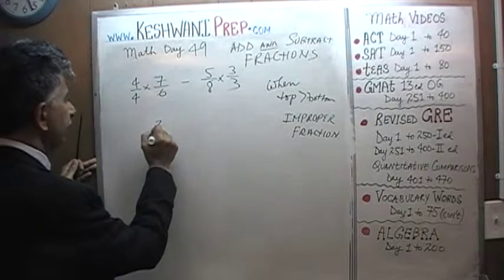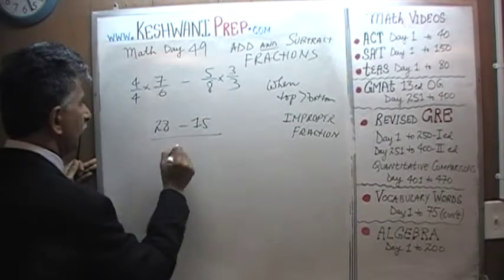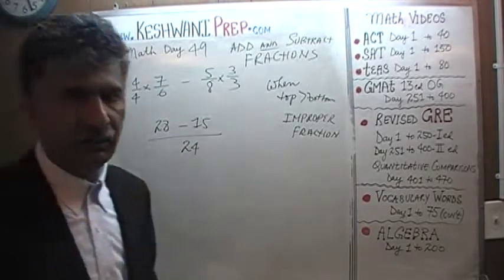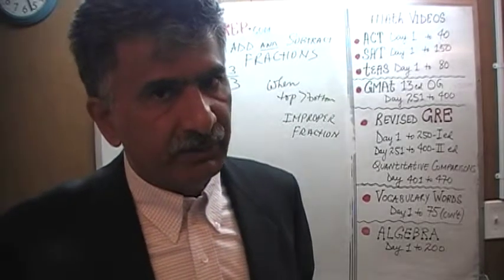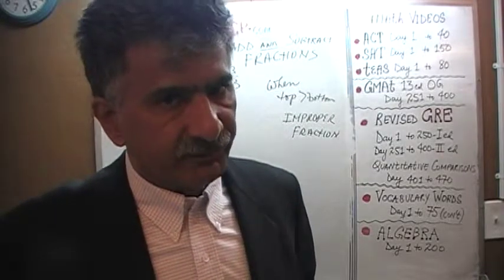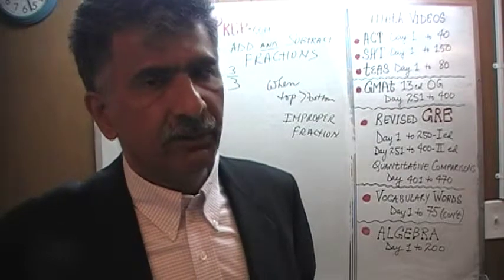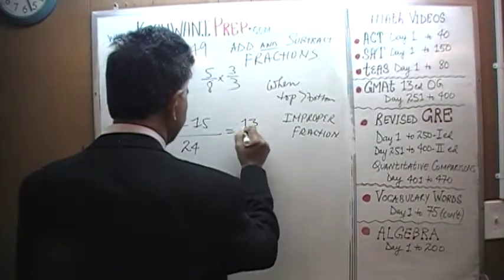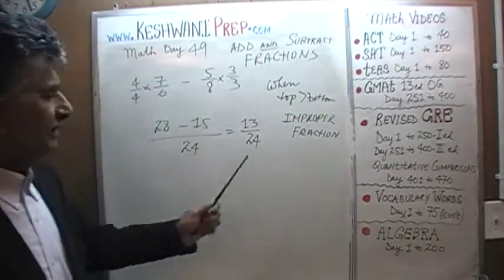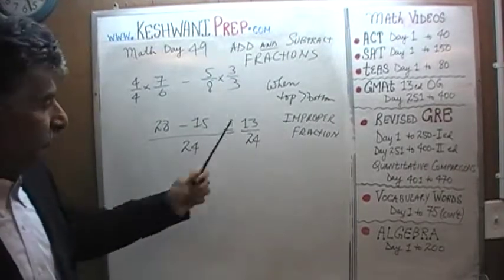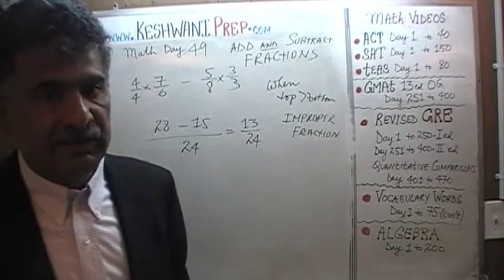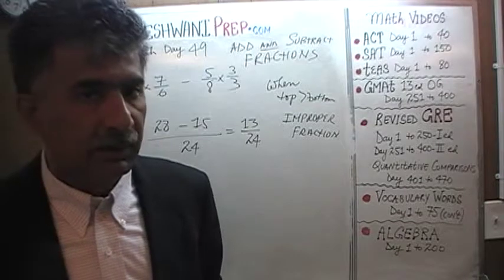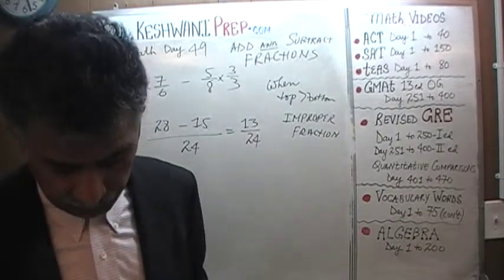Seven times 4 is 28, minus 15, over 24. 28 minus 15: we know 30 minus 15 is 15, therefore 28 minus 15 should be 2 less than that, which is 13. And since 13 is less than 24, and since 13 is a prime number, we know that is the simplest form it will take. It cannot be reduced anymore. This is it, 13 over 24.